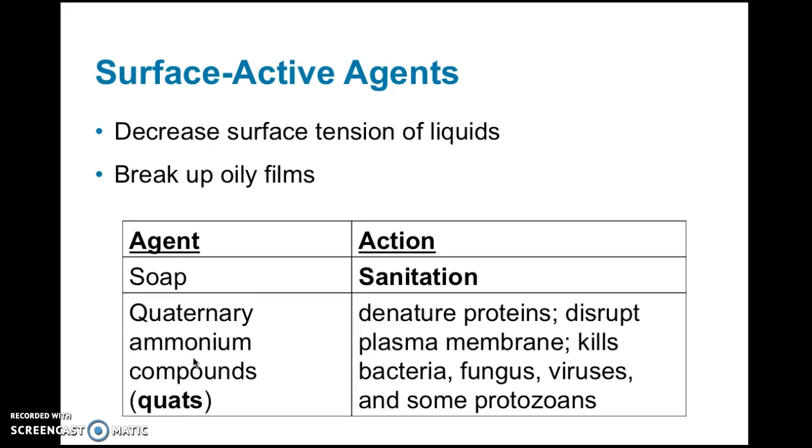Another group of chemicals is called the surface active agents. These are things that break up the surface tension of things like liquids, waters, oils, and they break up oily films. Soap is a surface active agent. We use soap to wash our hands because it breaks up the oily film from the oils on our skin and allows those bacteria to come off.